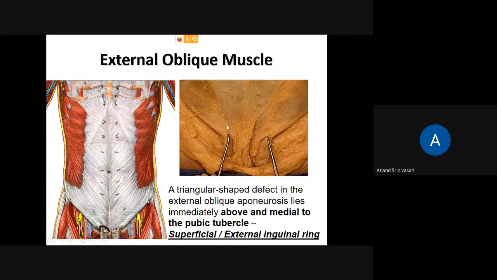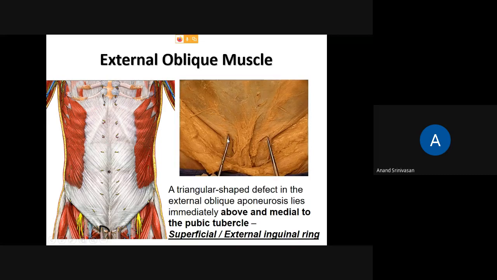There is also a deep inguinal ring, which is present in the fascia transversalis. You know external oblique, internal oblique, transverse abdominis, then fascia transversalis. In the fascia transversalis there is a defect, and that is called the deep inguinal ring.